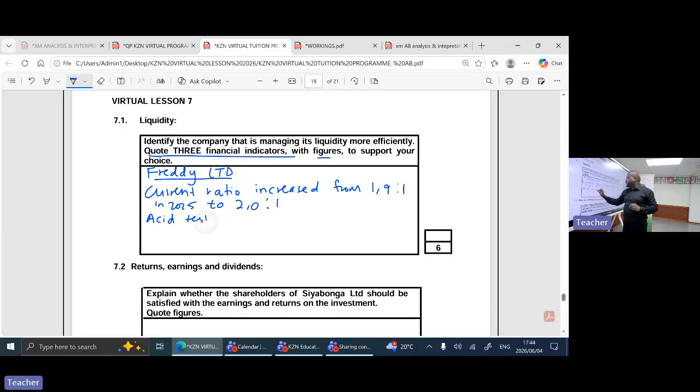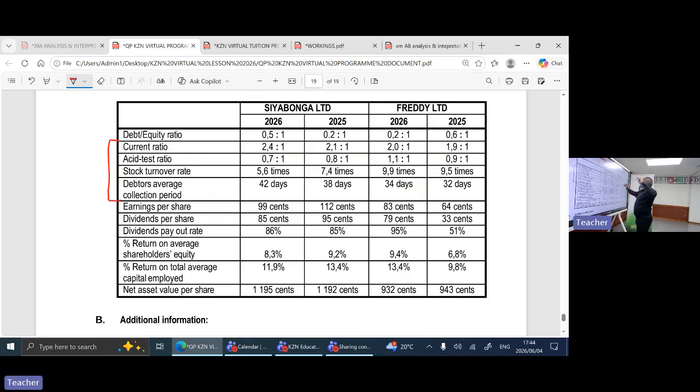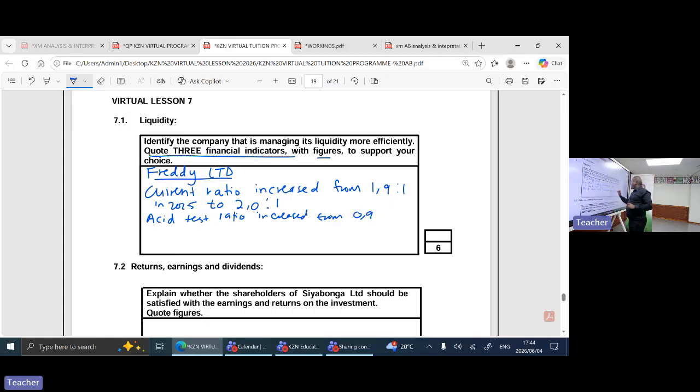So acid test ratio, any indicator you quote here, increased from. Okay, this is a trend, like you mentioned now, from 0,9 to 1,1 is to 1. So from 0,9 is to 1 in 2025 to, this is a trend. Make it increased from 0,9 is to 1 in 2025 to 1,1 is to 1 in 2026. So you continue like that and indicate.